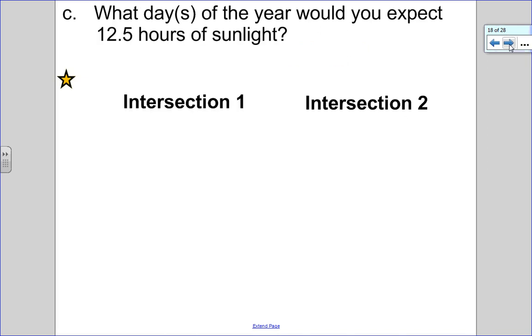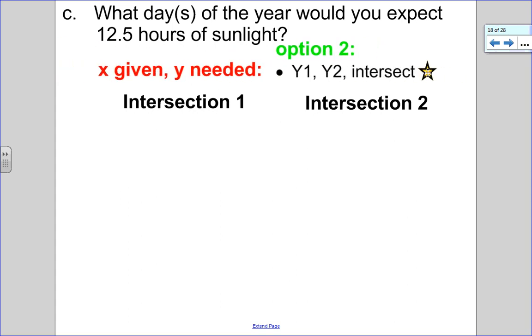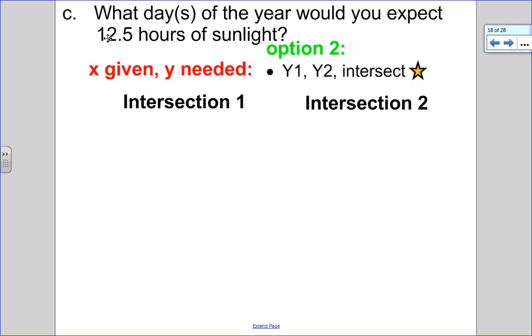In this question here, I want to know what day or days of the year would you expect 12.5 hours of sunlight? Now, 12.5 hours is a y value. What days of the year? No, this is y given and x needed, other way around. So this is y given, let me just correct this typo, y given and x needed. There we are. 12.5 is a y value. So in that case, we're going to use y1, y2 intersect.